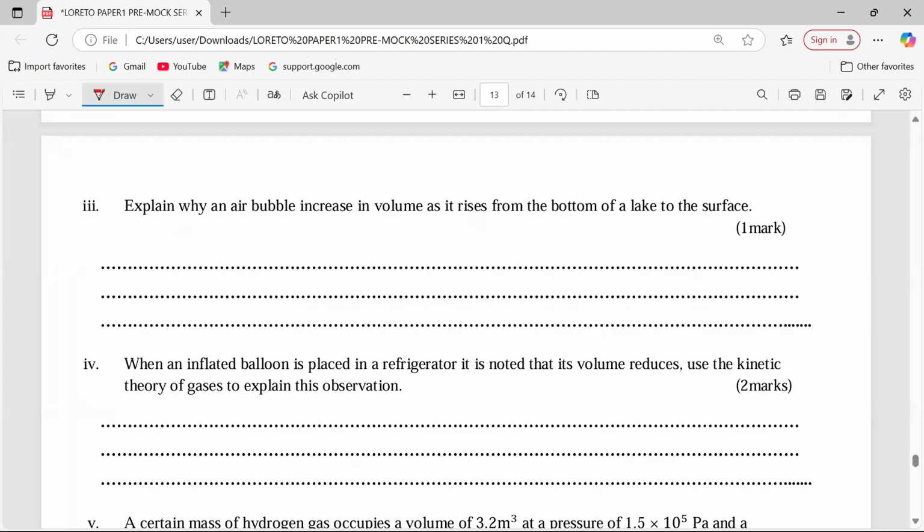Problem 2, explain why an air bubble increases in volume as it rises from the bottom of a lake to the surface. This is again Boyle's law. We say that the pressure of water, since it's a liquid, increases with depth.